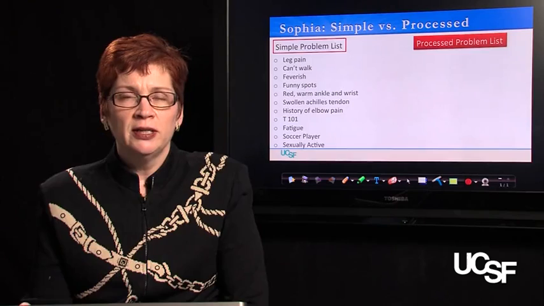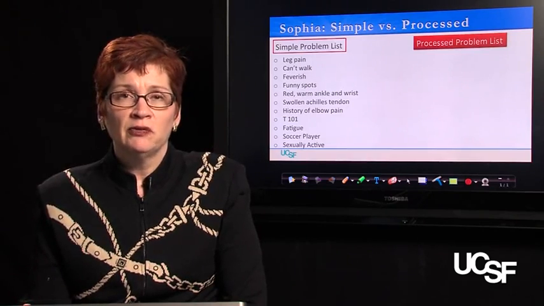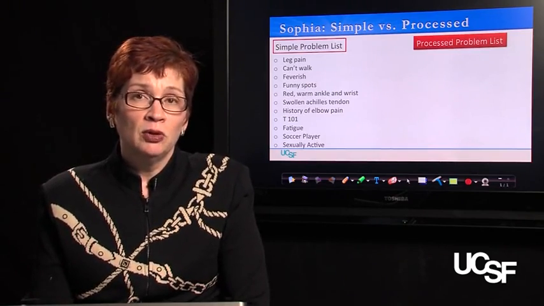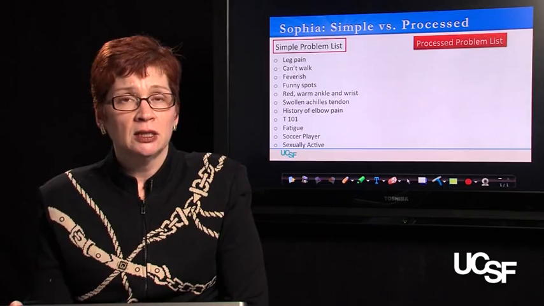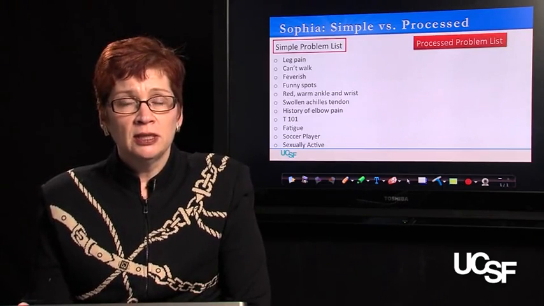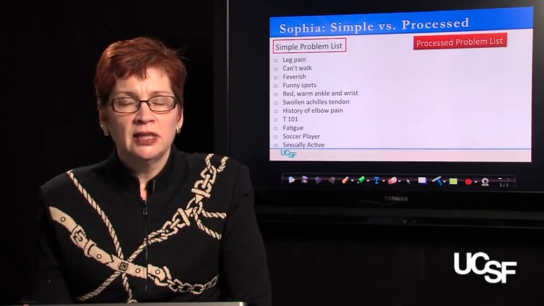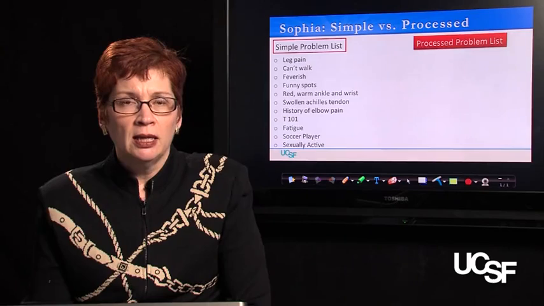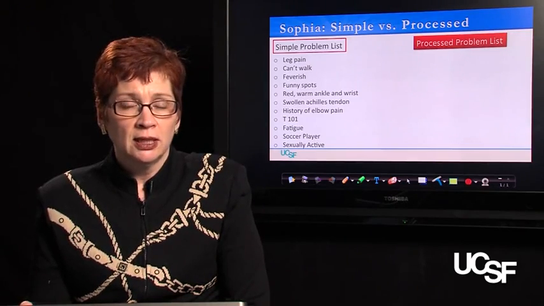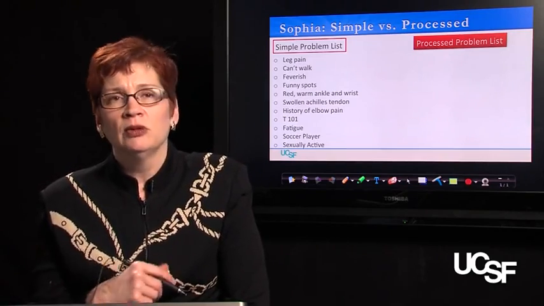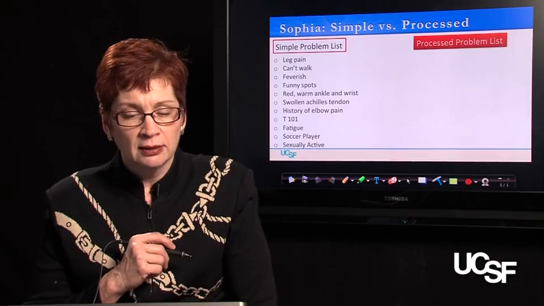So let's look at Sophia's case again and examine the difference between a simple problem list and a processed problem list, and then we'll move from a processed problem list to the patient illness script. Sophia's history has been well recounted in this course, and typically as novices are listening to a presentation of a patient like this, they will begin to keep track of a problem list, and we'll ask you to do this in a minute with Mrs. Garcia as we move to another case.